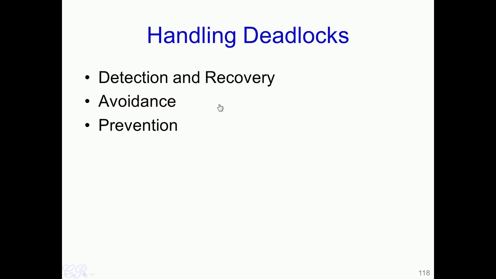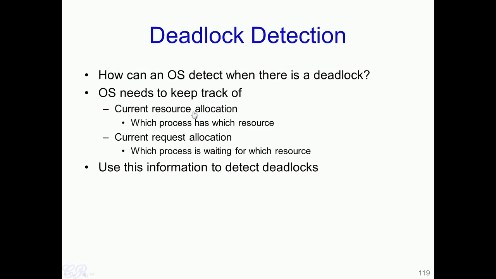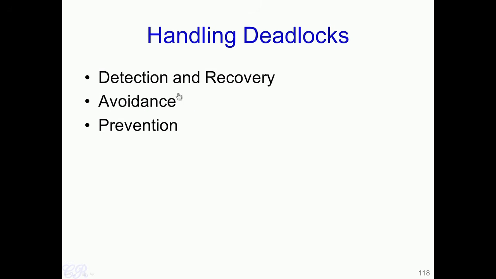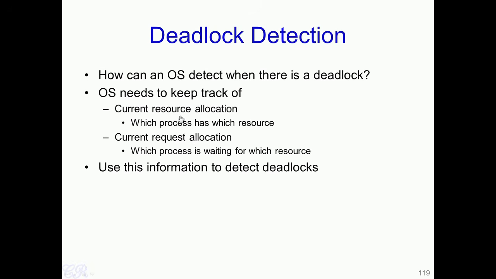Essentially, there are 3 ways that deadlocks can be handled. One is by detection and recovery, second by avoidance, and third by prevention. So, let us look at the first case, that is detection and recovery. And first, how are deadlocks detected?